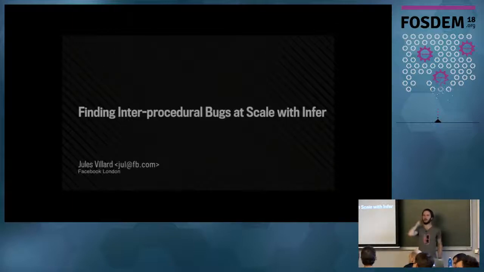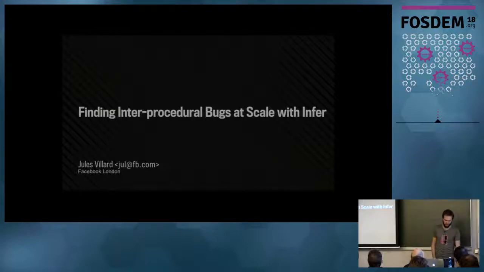Yes? You said that when there is a warning, you don't warn if the warning is not in the diff itself. That sounds like a very bad idea, right? Because if I have a library function and I break it, then the rest of the code is not in the diff, so I will not be warned. Yeah, so the question is that we report only on the files touching the diff, and isn't that a terrible idea, for instance, for libraries, because you're breaking all the clients and you don't know it? Yes, that's a good point.